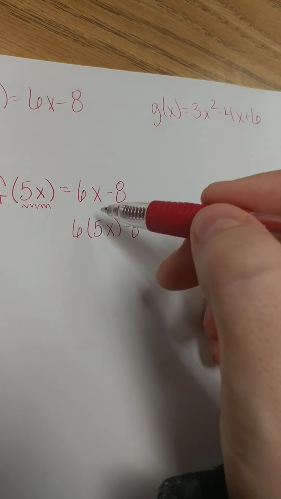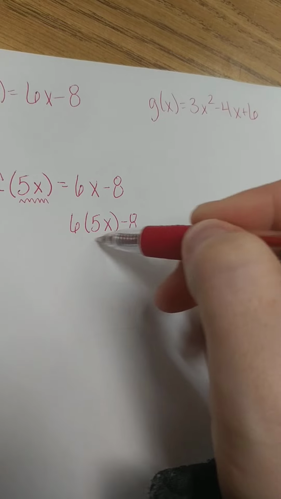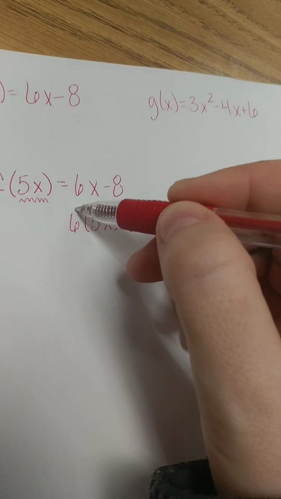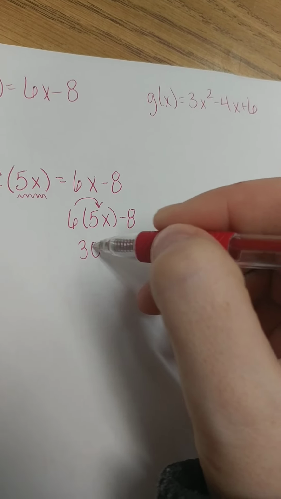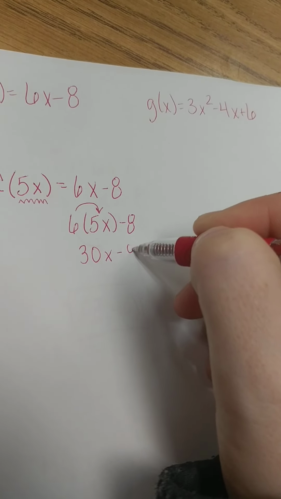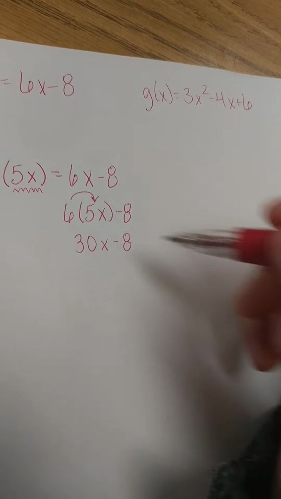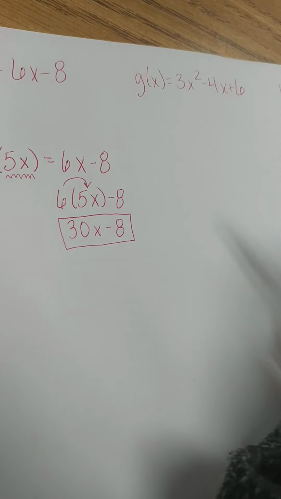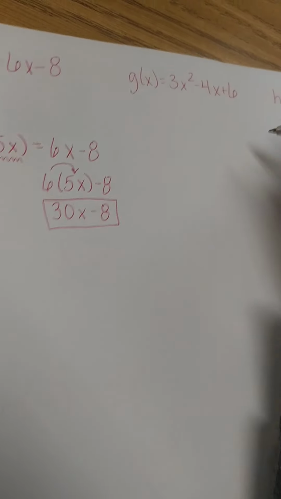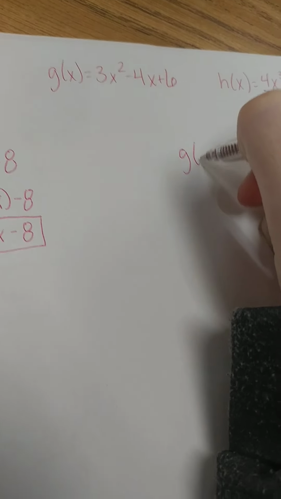Then you're still going to do the very next step: parentheses, nothing there, no exponents, multiply and divide. So we're going to distribute here. That gives us 30x minus 8. No simplification can be done, no like terms. That's your answer. I know it is not the typical answer you're used to, but it is the correct answer.